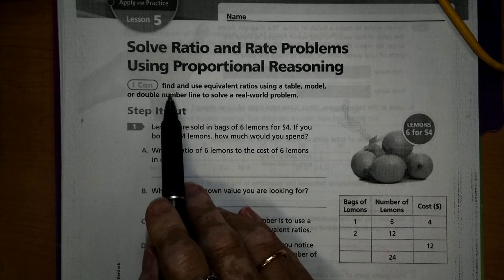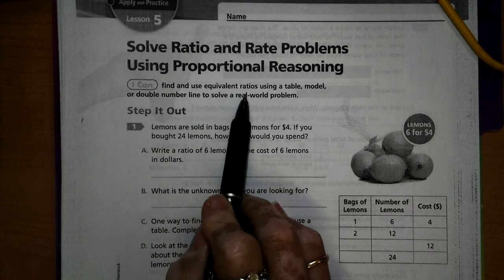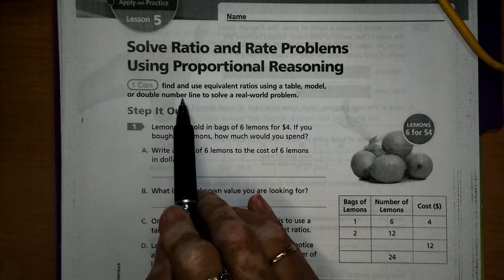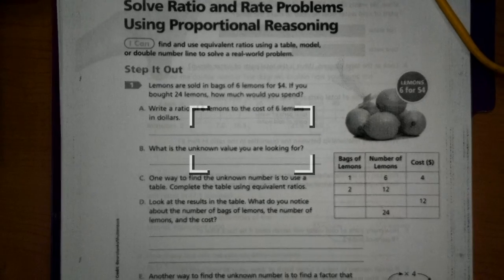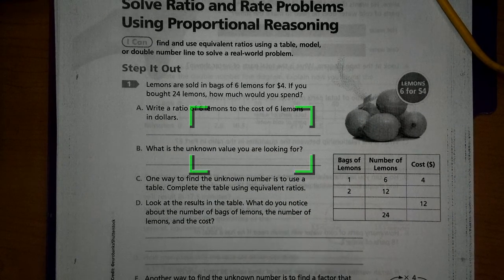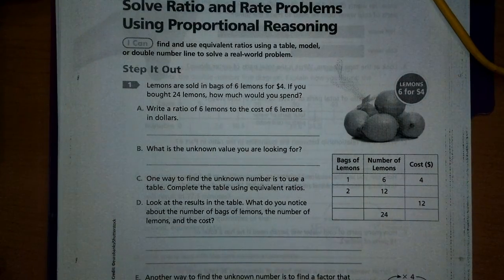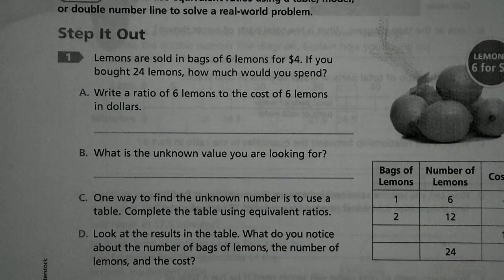Our objective is to find and use equivalent ratios using a table, model, or double number line to solve real-world problems. So our first problem is about lemons, and it says that lemons are sold in bags of 6, and that one bag costs $4. So if we wanted 24 lemons, not 24 bags, but 24 lemons, how much would you spend?